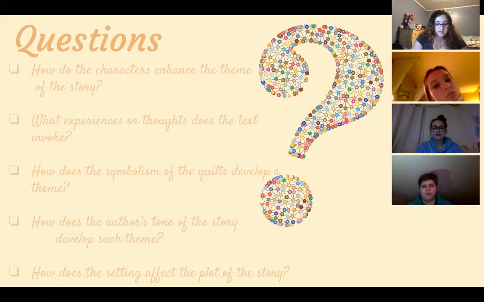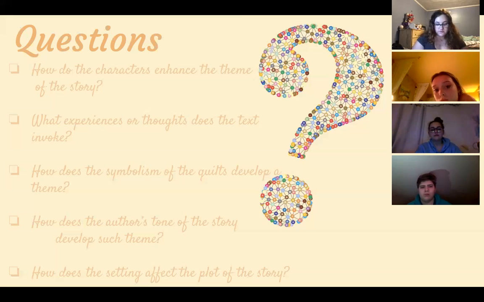Question number 2. What experiences or thoughts does the text invoke? Dee and Maggie have a dispute over the quilts, and then when Dee says they would be destroyed, Mama looks at Maggie, hugs her, and snatches the quilt from Dee. Question number 3. How does the symbolism of the quilts develop a theme? The quilts symbolize a testament to a family's history of pride and struggle, as well as the differences between women of different generations.